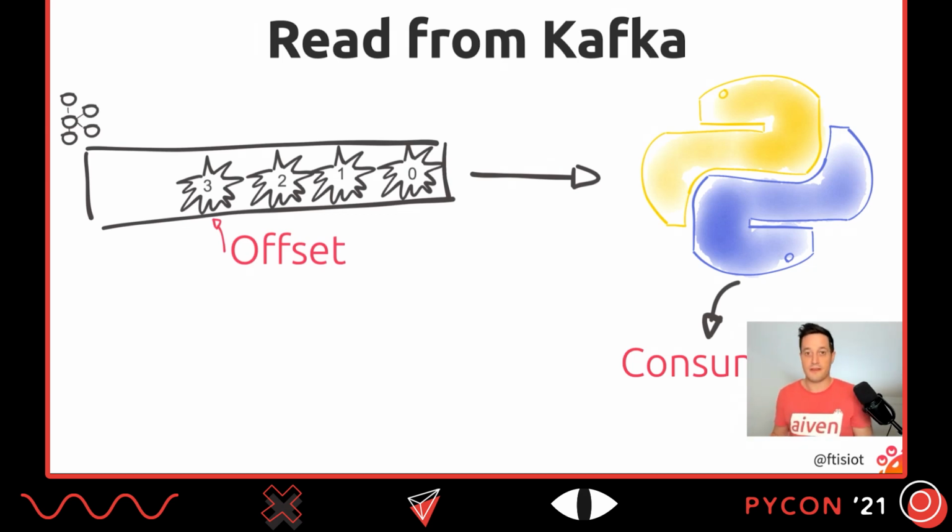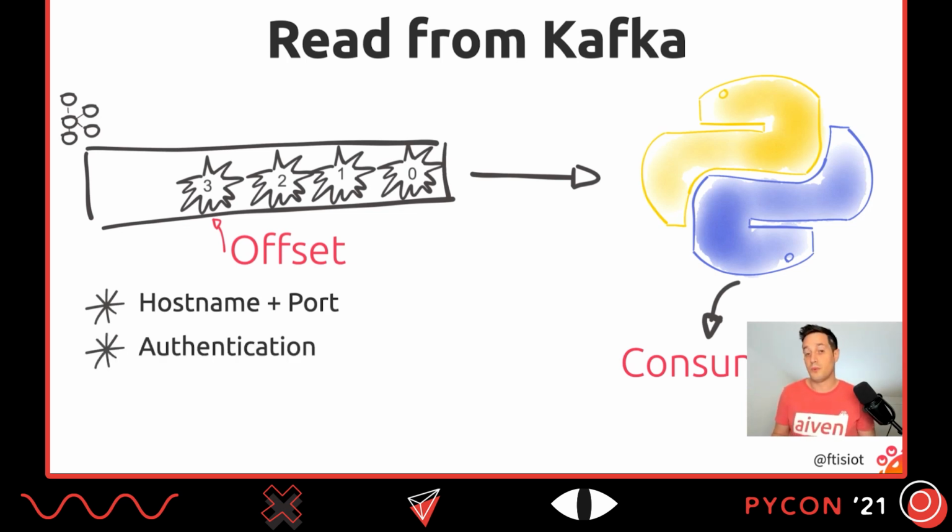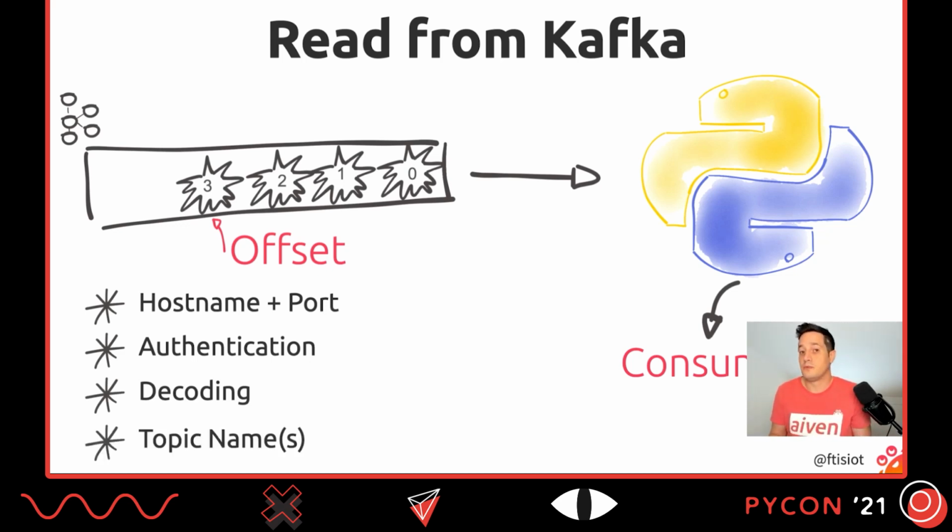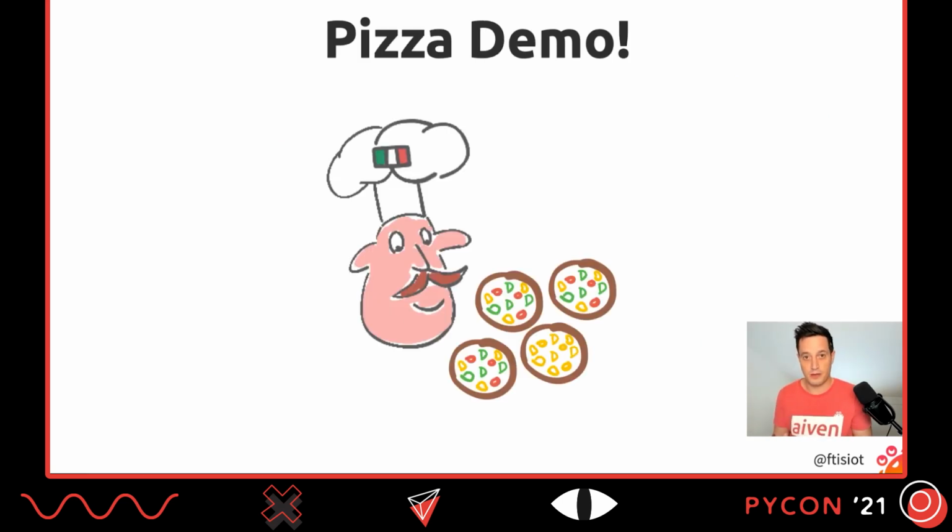In order to read data from Kafka, the consumer needs to know where to find Kafka, and how to authenticate as before. Before we were encoding data, now we need to decode the same data. And we also need to know which topics we want to read from. All simple. Now, don't trust me when I tell you, trust me when I show you.